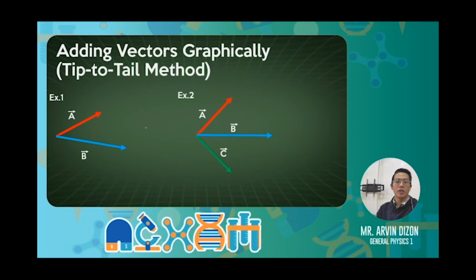Now, why is it called the tip-to-tail method? Because the tip of the origin vector, meaning the vector that we did not move, would connect to the tail of the vector that we have moved. In this example, I have chosen vector A as the vector to be moved to the other side. Still following the 2 rules, which is 1, do not change the length because the length signifies the magnitude, and 2, do not change the direction since the direction signifies the angle.